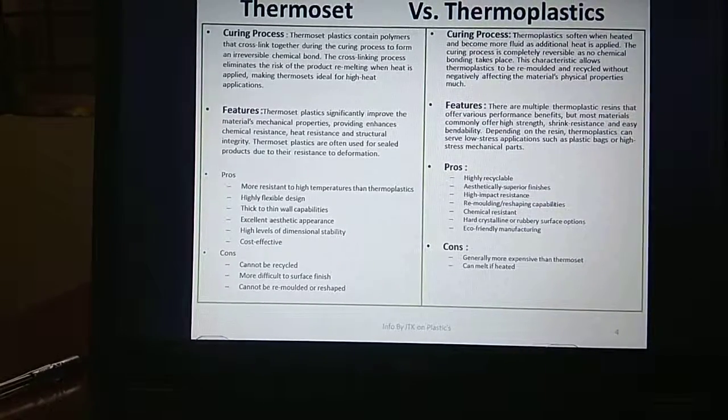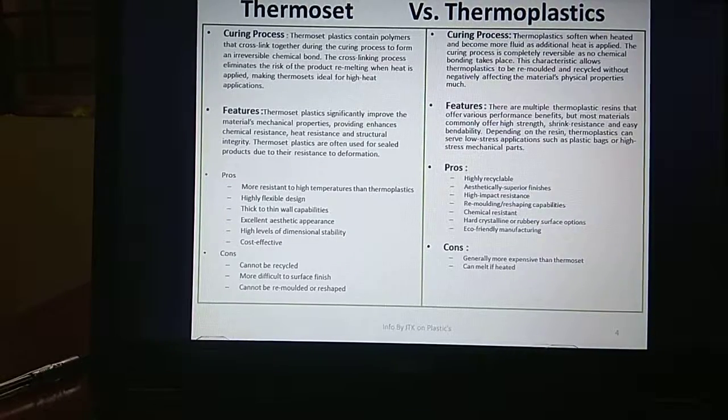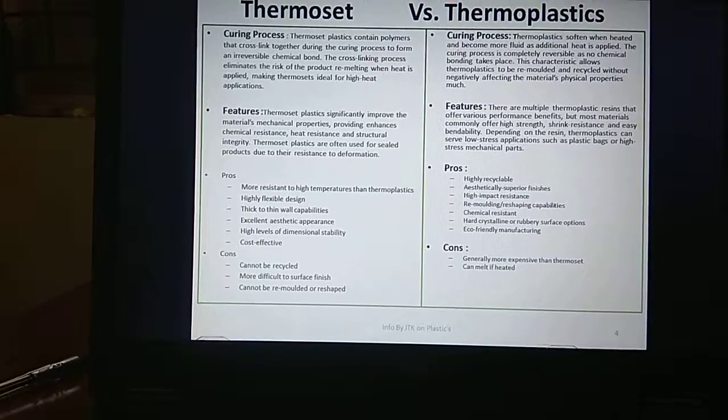So the advantages with thermoplastics are that they are highly recyclable materials. Aesthetically, they give a superior finish, high impact resistance, remolding and reshaping capabilities, chemical resistance, hard, crystalline or rubbery surface options, and an eco-friendly manufacturing environment. The challenges connected with thermoplastics are that generally they are more expensive in comparison to thermoset materials, and they can get melted if heat is applied.